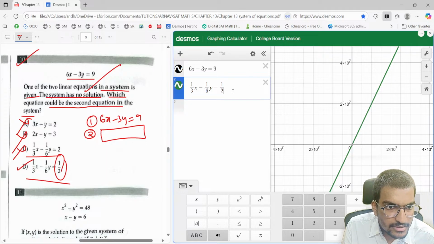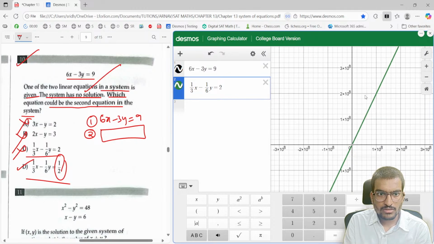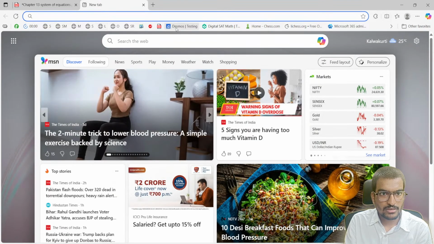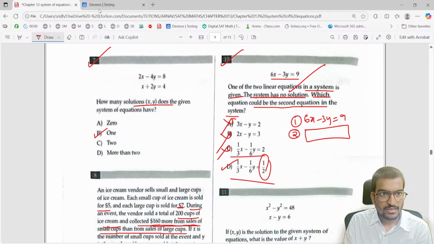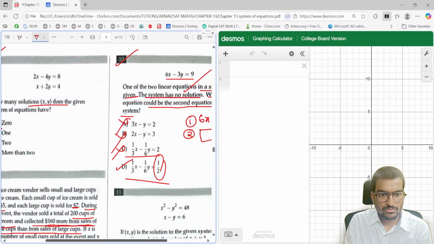Had I entered correctly 1 by 3x minus 1 by 6y? Let me eliminate this and let me put 2. Something is wrong here in the DESMOS thingy. Let me erase this. Let's go with the DESMOS again. When you do this repeatedly, sometimes it won't give the results. So that is the thing.